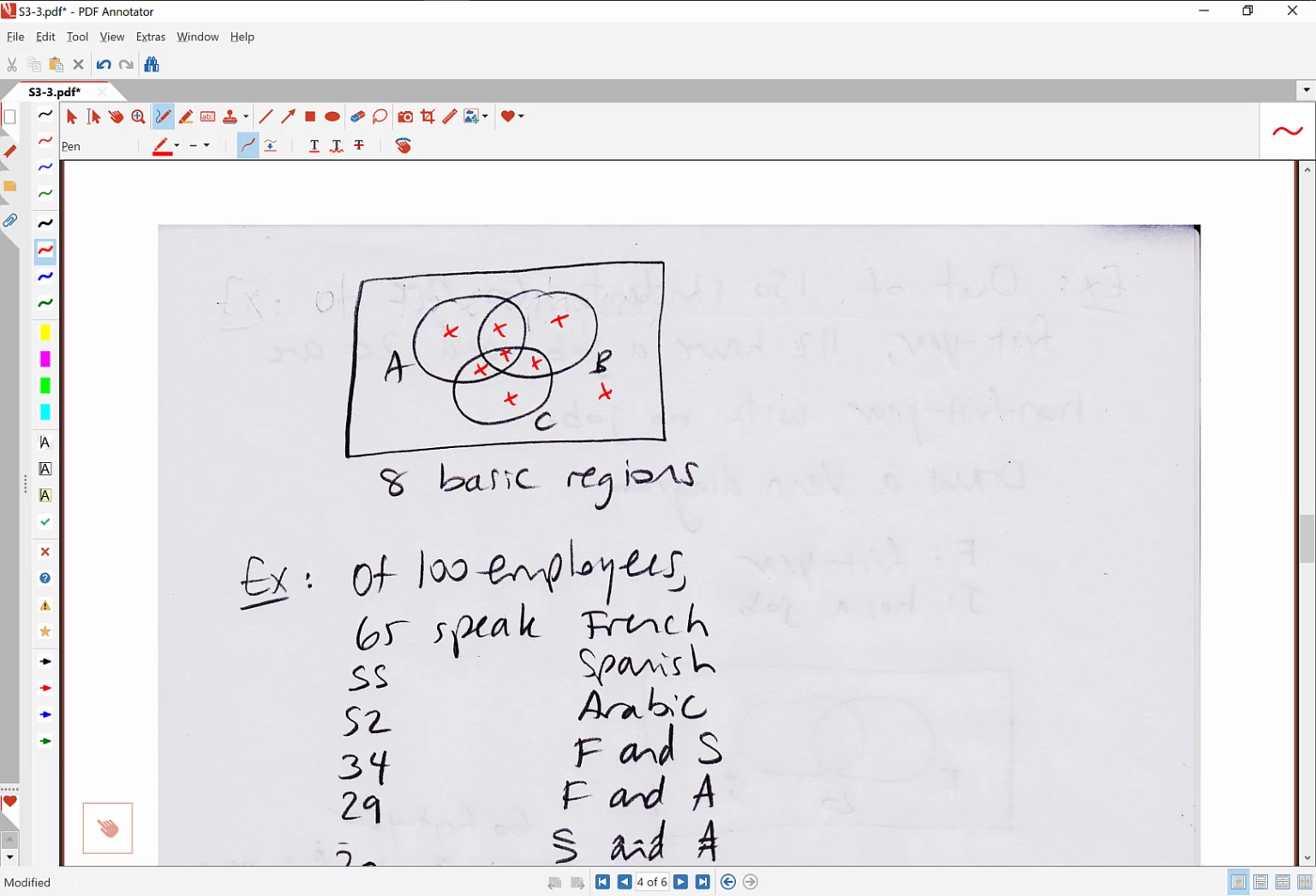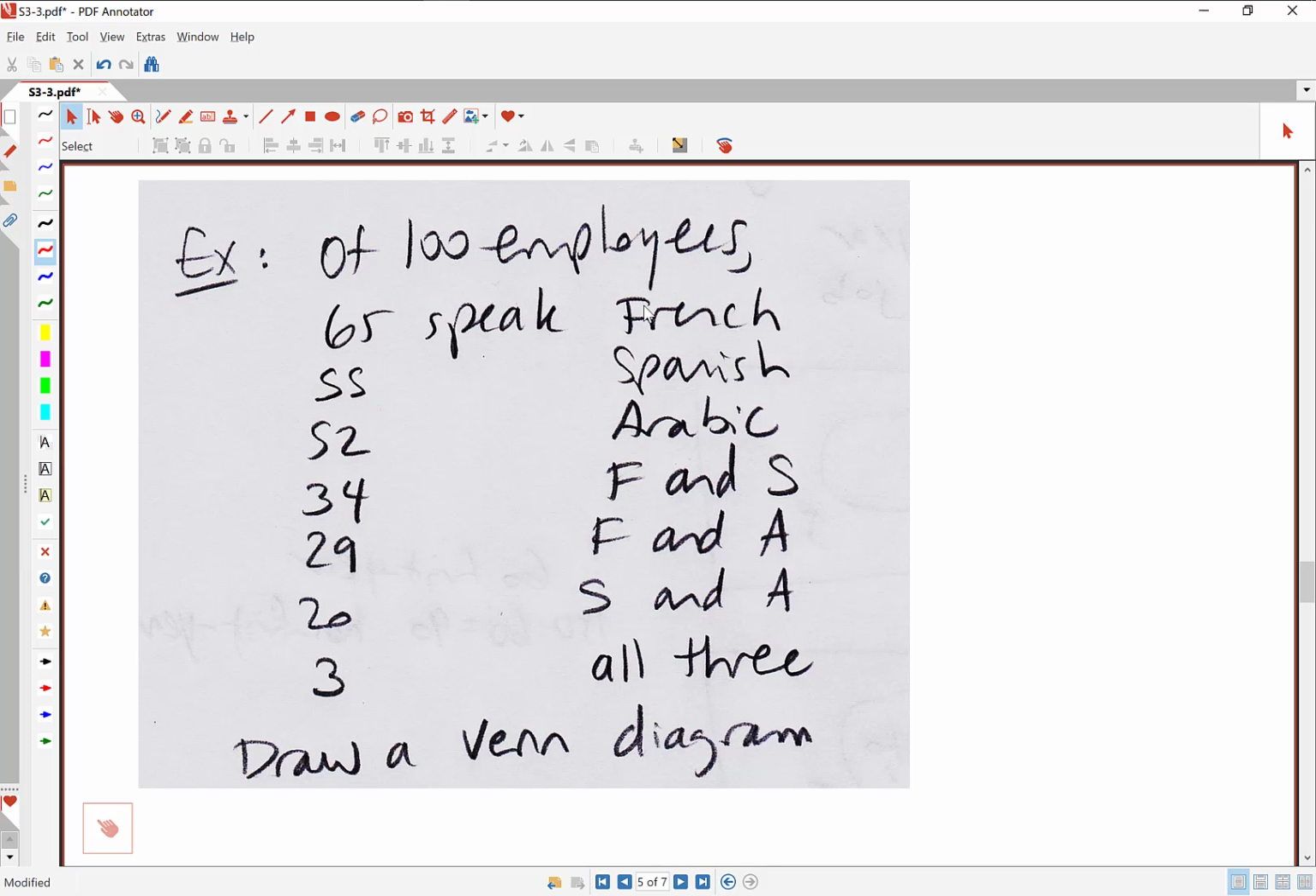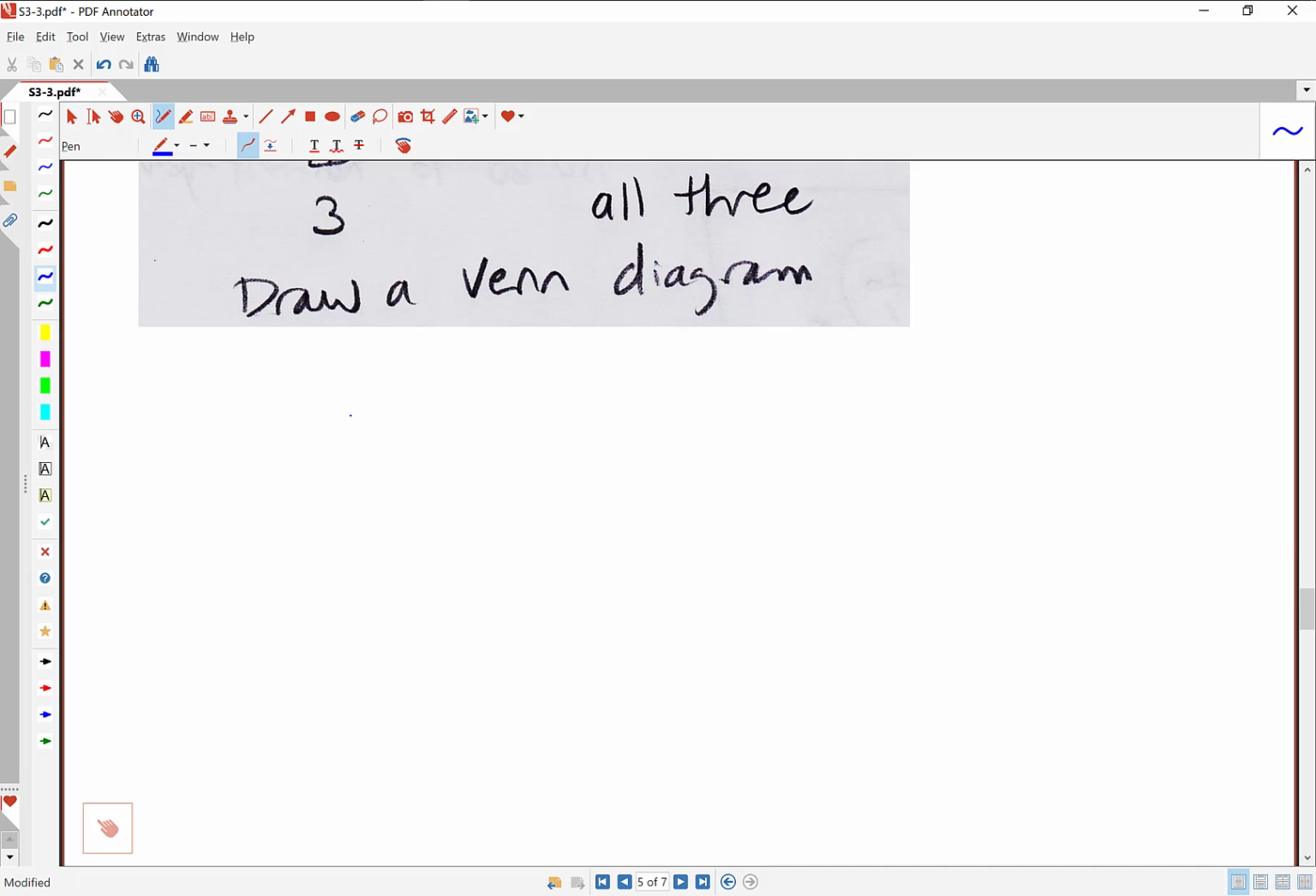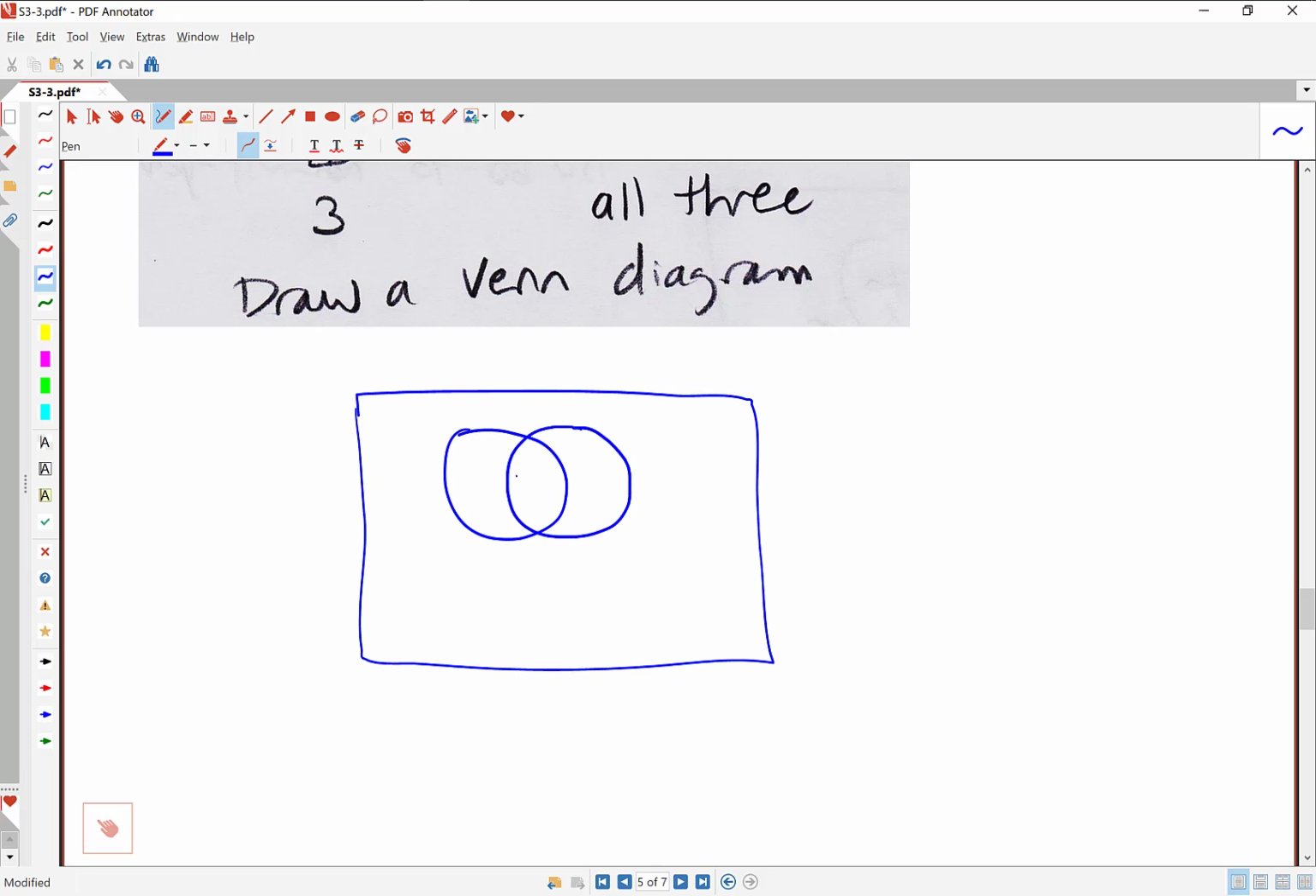Let's try an example. So we've got 100 employees, and we've got a breakdown of which languages they speak. So some of them speak French, Spanish, Arabic, or combinations of those, and we want to draw a Venn diagram. So let's start off figuring out what our Venn diagram is going to look like. We're going to have a rectangle representing all of our employees, and we're going to have 3 sets. We usually draw the first 2 circles at the top and then a third one at the bottom here. And the sets are just going to represent the languages. So let's do F for French, S for Spanish, A for Arabic, and we're just going to write down the number of employees who speak each combination of languages.